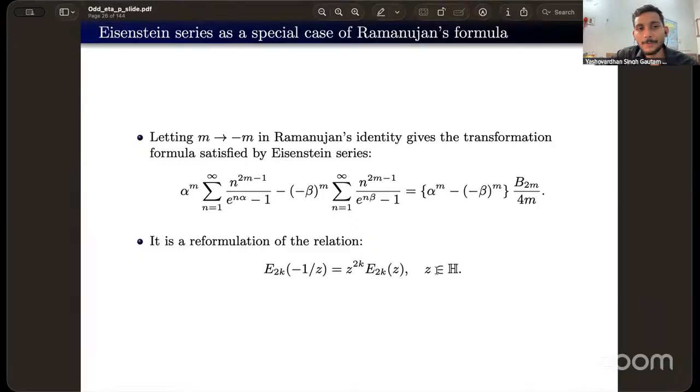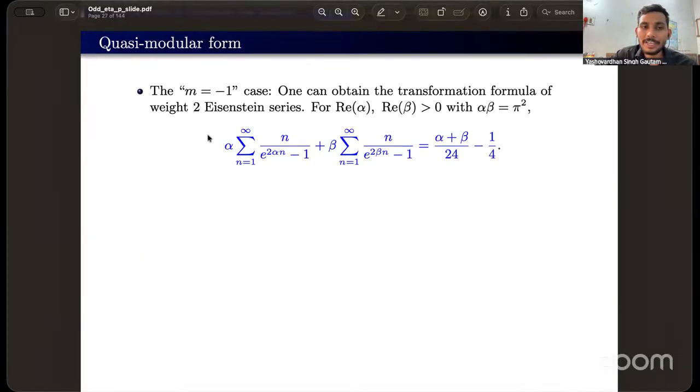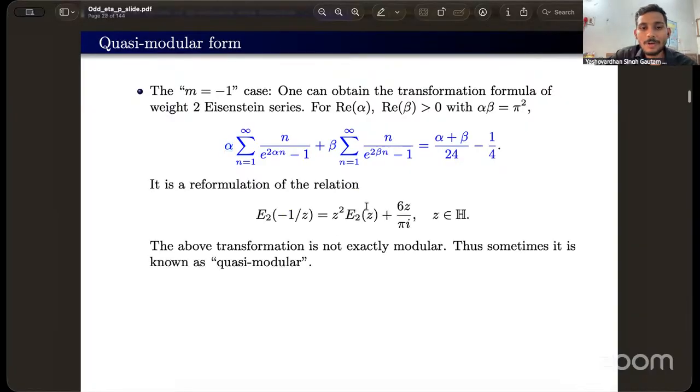Now, similarly, if you want to see the quasi-modular form, if we take m equal to -1 and change alpha to minus pi i z, similarly beta will be pi i upon z, then we'll have this relation. And if you apply this condition to this relation, then we'll be able to get this result. And we have something like an error term on the right-hand side. Then it is known as a quasi-modular form. Okay. Now we know about zeta functions, I mean the basics of zeta function, how it behaves at even integers and odd integers.